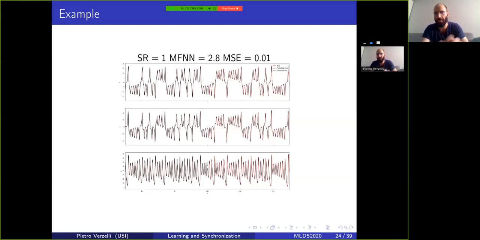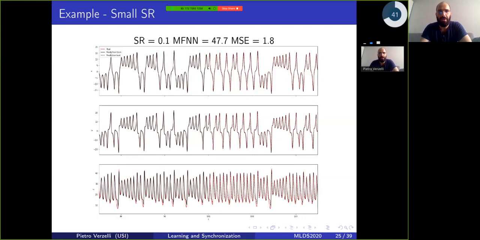And it will go on in time. I just take a small section of the times to show, but actually I do it for a long time to compute the mean squared error. But let's see what happens if you choose a small spectral radius.